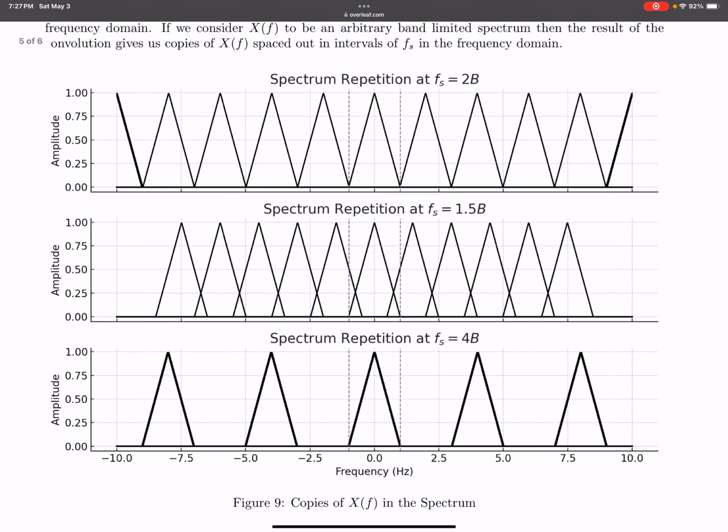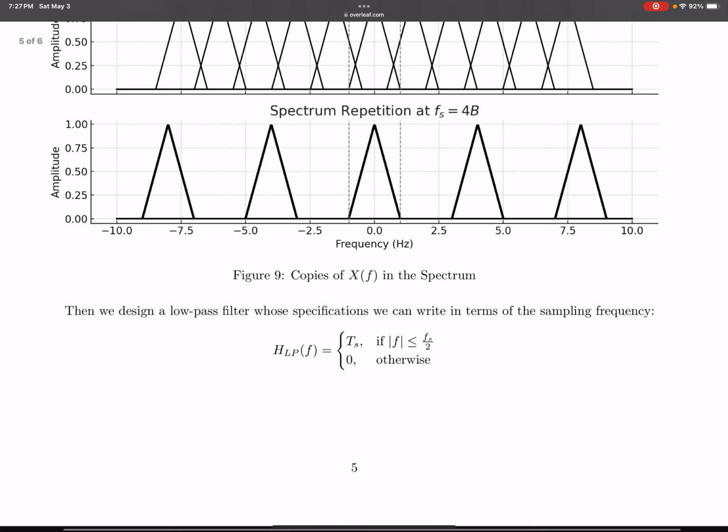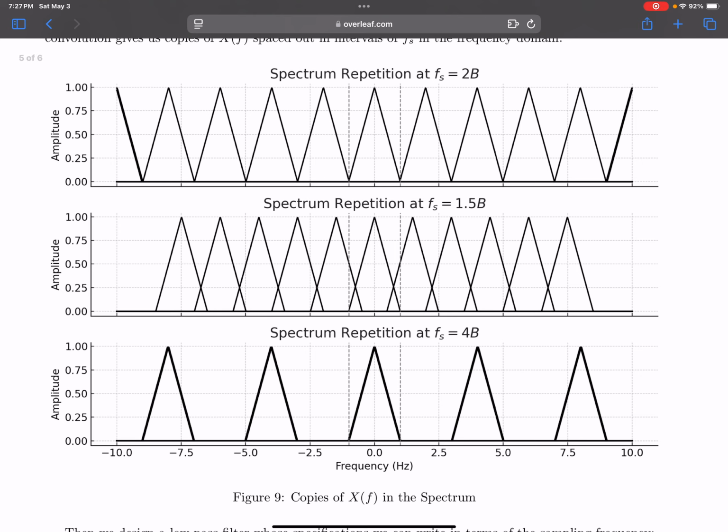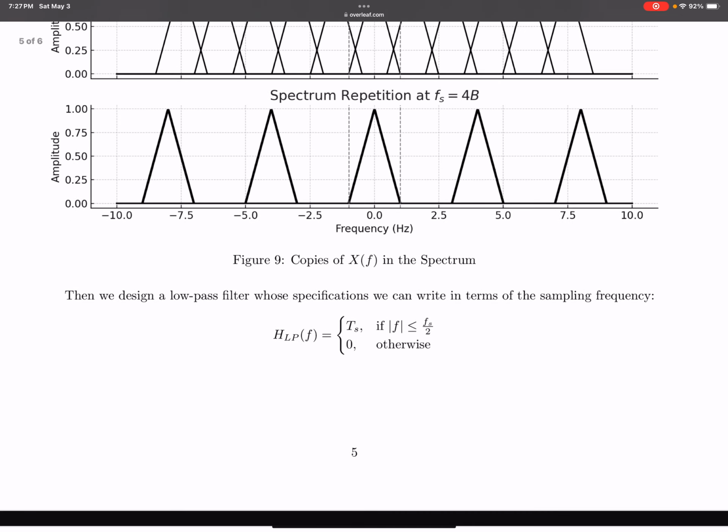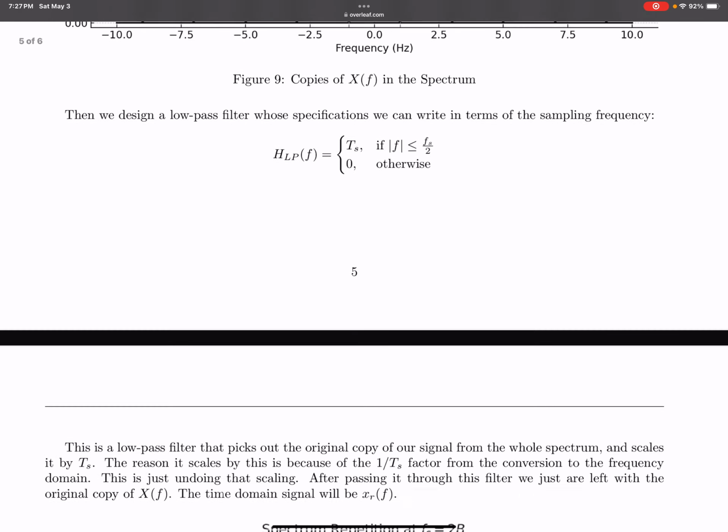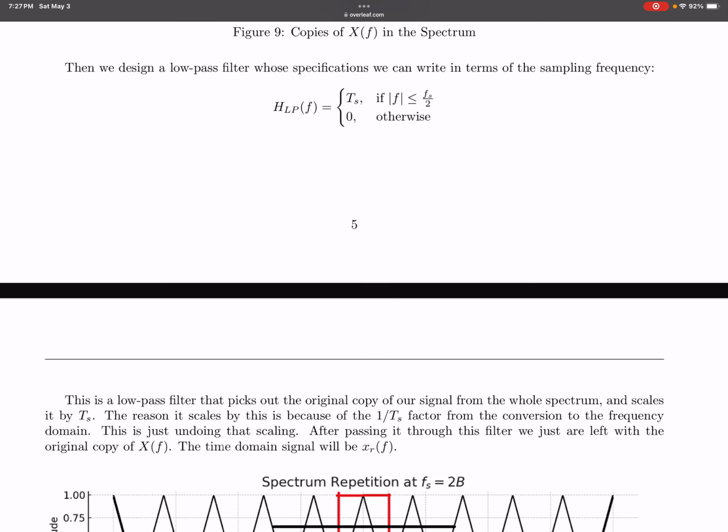But just to complete our reconstruction, let's talk about what we do next. After this convolution, what do we do? Then, we're not interested in all these copies, right? We're interested in X(f) because that's what's going to give us our original signal. So what we're going to do is pass this spectrum through a low-pass filter that has the following specifications. If the frequency is less than or equal to half of the sampling frequency, plus or minus, then we're going to scale that part of the spectrum by T_s.